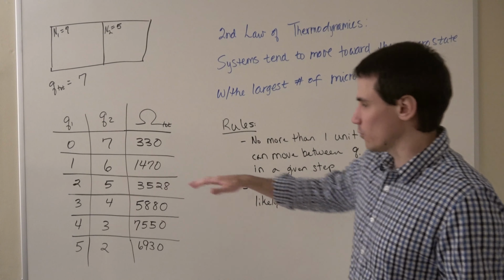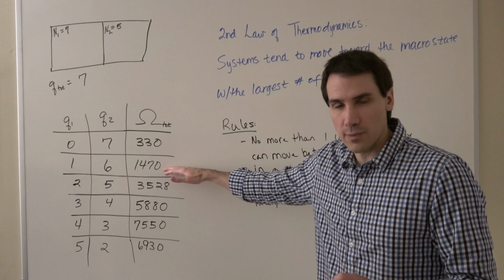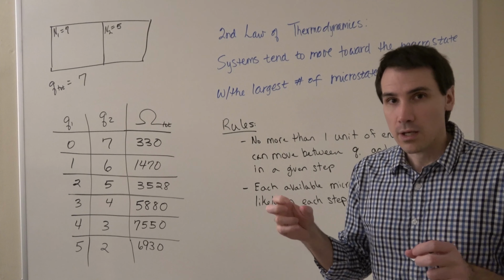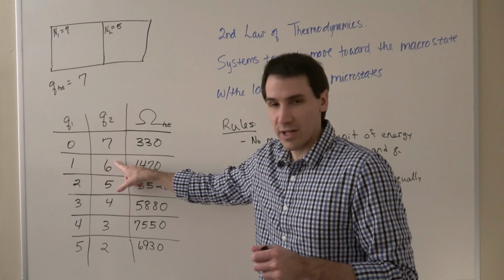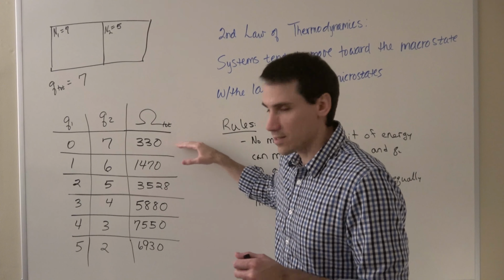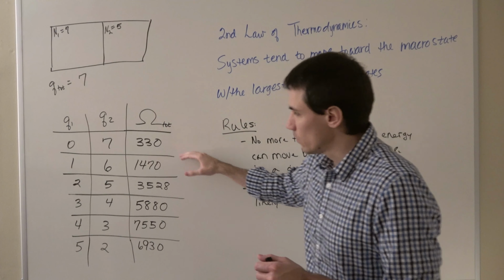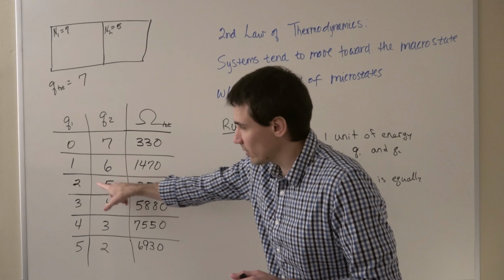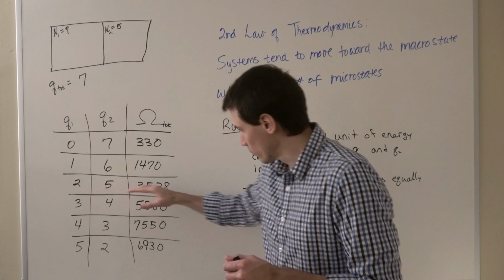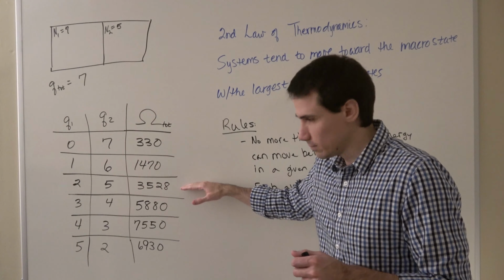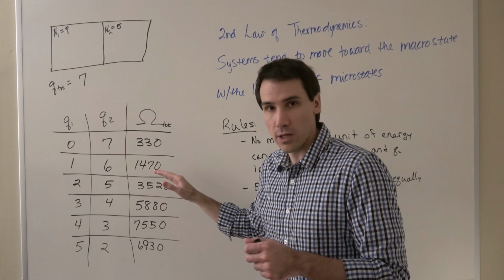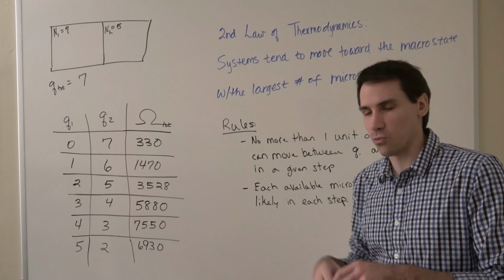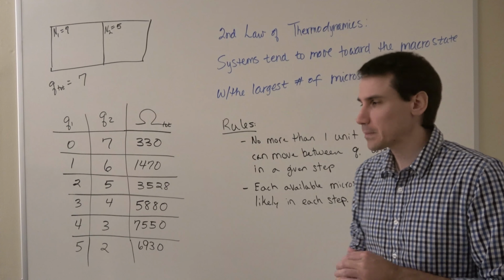So for example, if we start in this macro state and we want to take one step, we can either have Q1 give a unit of energy to Q2, bringing us to this macro state. We can have Q2 give a unit of energy to Q1, bringing us to this macro state. Or we can have no units of energy exchanged at all. And any of those would qualify as one step, right?